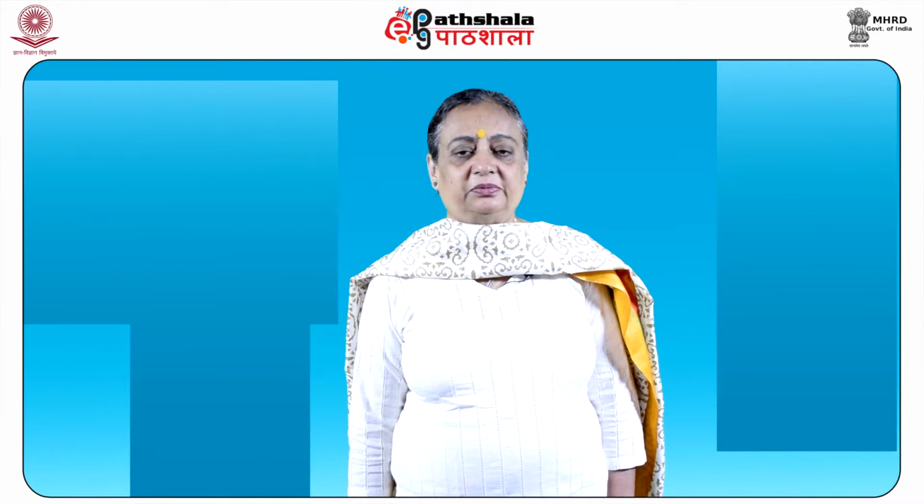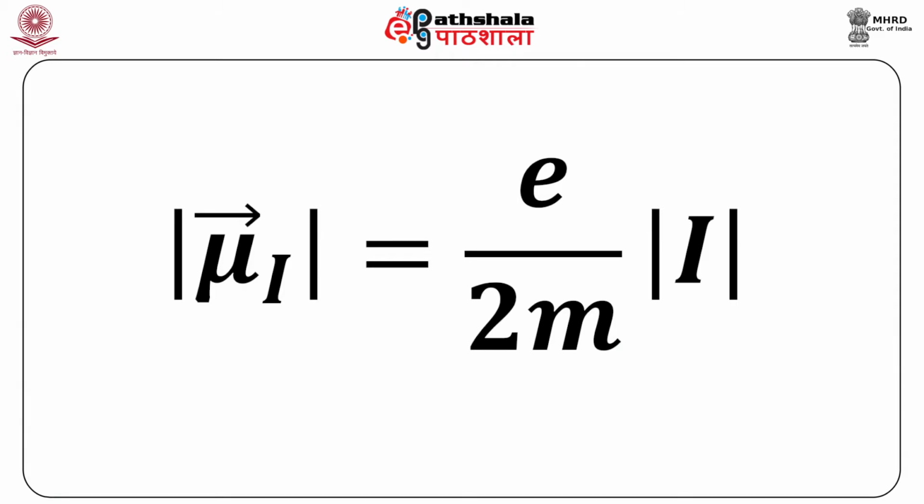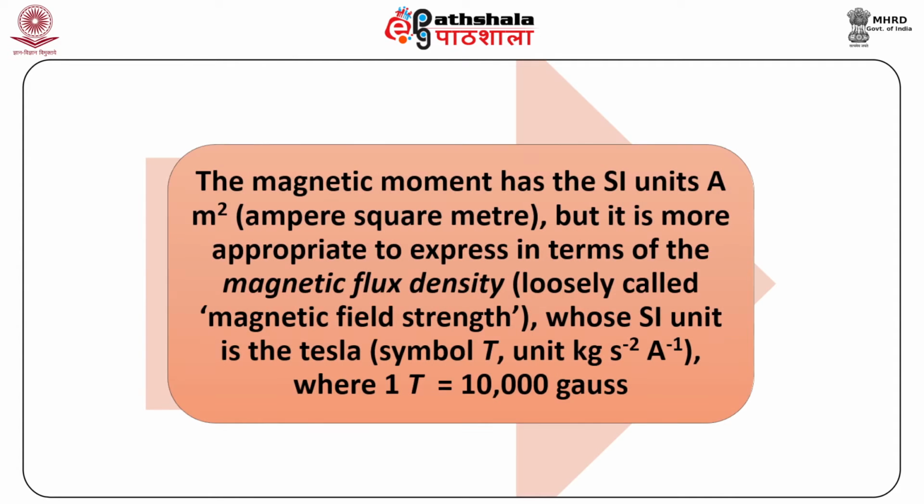The magnetic moment is proportional to the magnitude of the angular momentum. For a point charge of charge e and mass m, it can be shown that mu_I is equal to e by 2m into |I|, the absolute magnitude of I. The magnetic moment has the SI units A m squared, that is ampere meter squared, but it is more appropriate to express it in terms of the magnetic flux density, loosely called magnetic field strength, whose SI unit is the Tesla, for which the symbol is T and its unit is kg second squared A inverse, where 1 Tesla is also equal to 10,000 Gauss in the CGS units.